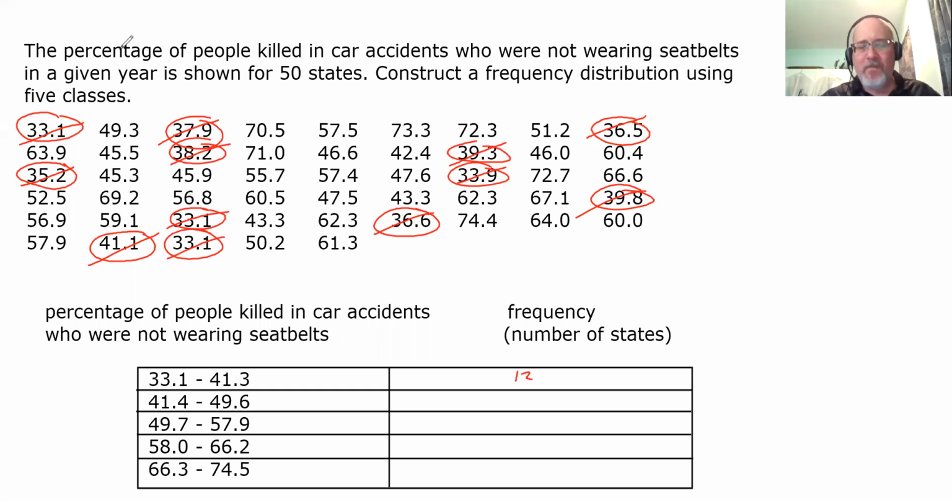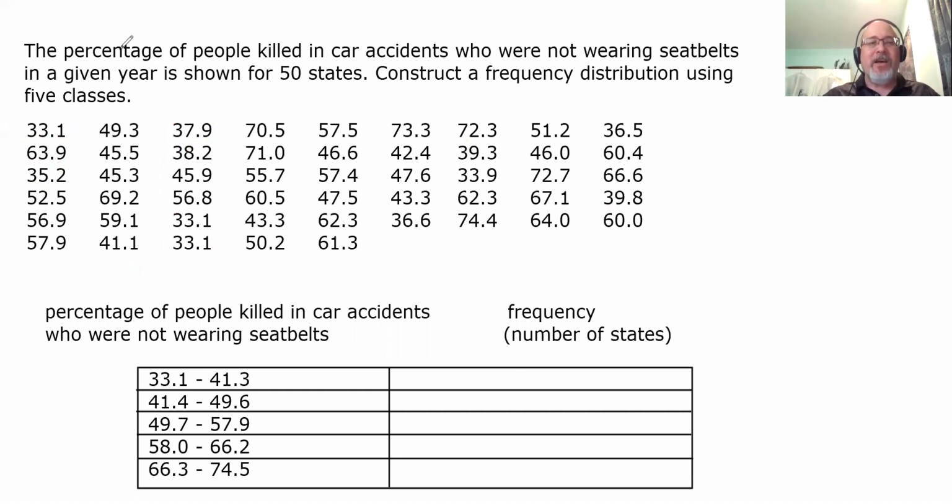Actually, I'm going to show you another technique, and this will work. But sometimes it's better to just process every number in the order that you see them by using tally marks. For example, 33.1 falls in the first class, 63.9 falls in the fourth class, 35.2 falls in the second class. Of course, this is easier. 52.5 falls in the third class.